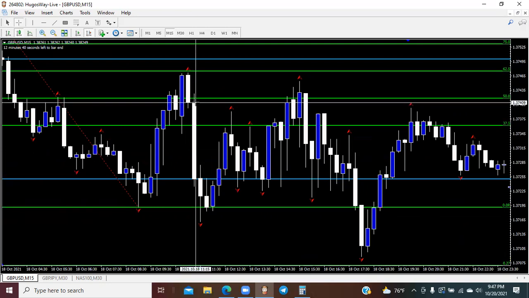So this would have been an entry for me right here, and my stop loss would have been at this high, which is structure. I always set my stop loss at structure, and then just use proper risk management, and this trade gave you 24 pips. So a 24 pip move.